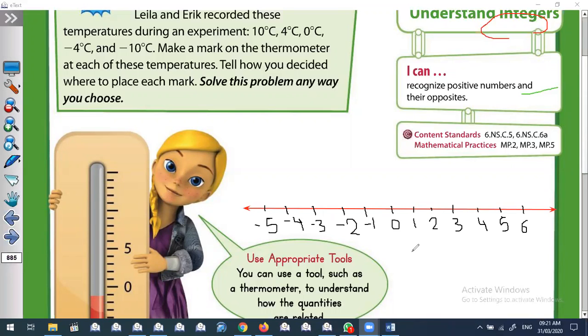So the integers are like that. 0 in the middle, positive numbers on the right, 1, 2, 3, 4, 5, 6. Negative numbers at the left, negative 1, negative 2, negative 3, negative 4, negative 5. These negative numbers are under 0, and positive numbers are above 0. Let's see an exercise to know what I mean.